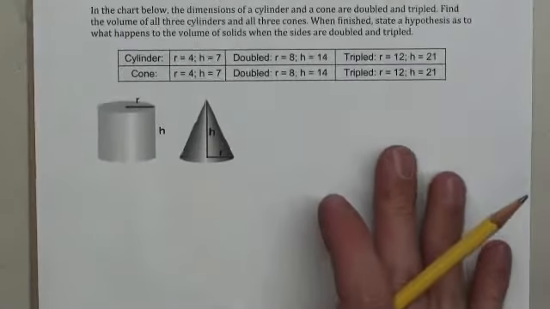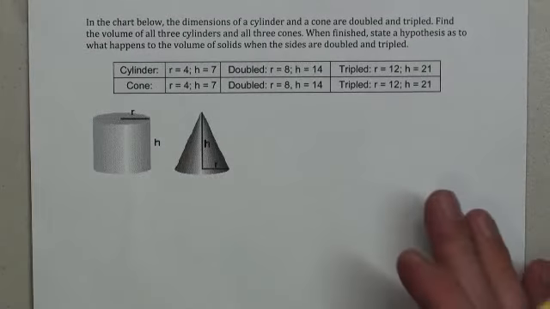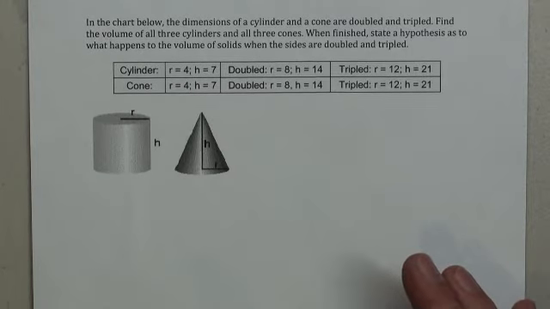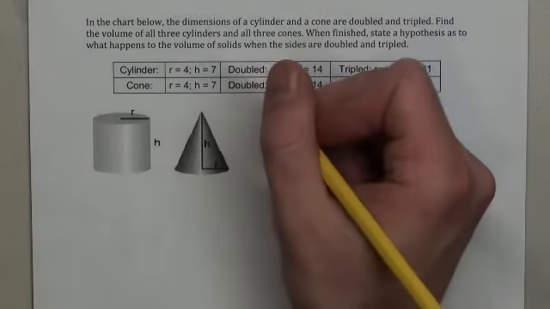Okay, next one. In the chart below, the dimensions of a cylinder and a cone are doubled and tripled. Find the volume of all 3 cylinders and all 3 cones. When finished, state a hypothesis as to what happens to the volume of solids when the sides are doubled and tripled.